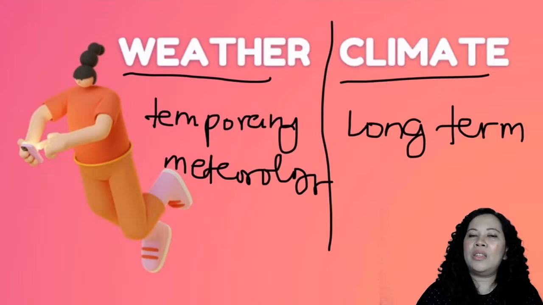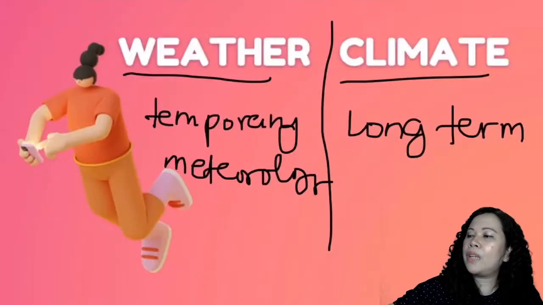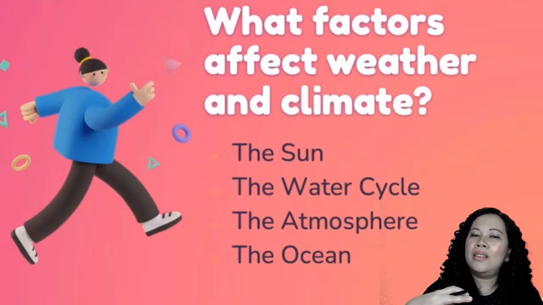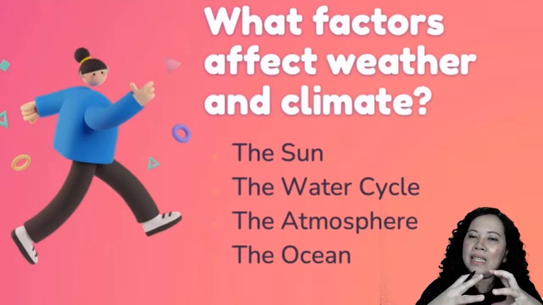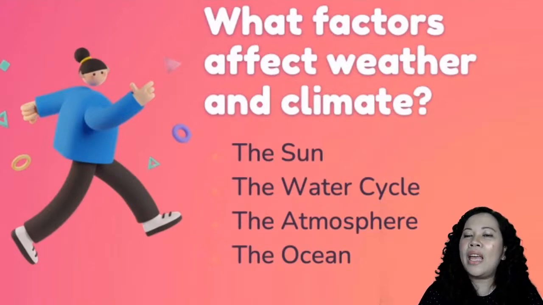So what factors affect our weather and climate? The factor we have is the sun, the positioning of our sun, wherever our axis is from the sun. It's only dry and wet. The Philippines is only dry and wet.